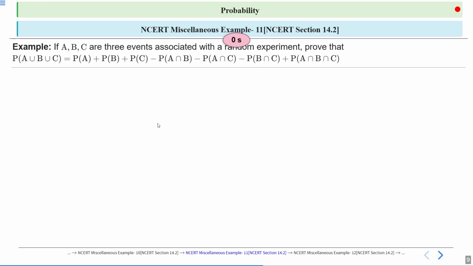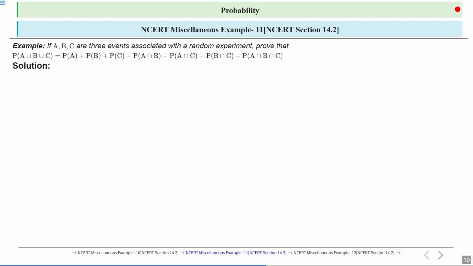Okay students, now we will prove this. What is given here? A, B, C are 3 events associated with a random experiment. We have to prove that the probability of A union B union C is equal to the probability of A plus the probability of B plus the probability of C minus the probability of A intersection B minus the probability of B intersection C minus the probability of A intersection C plus the probability of A intersection B intersection C.